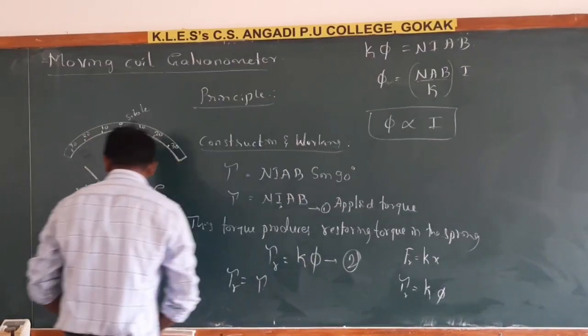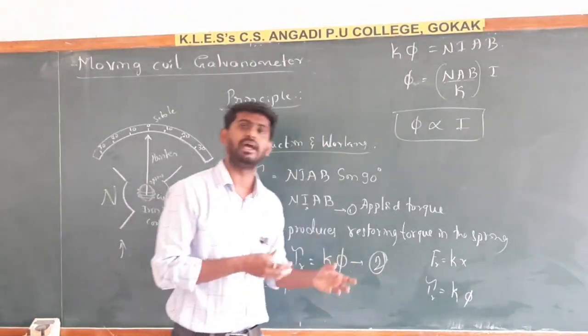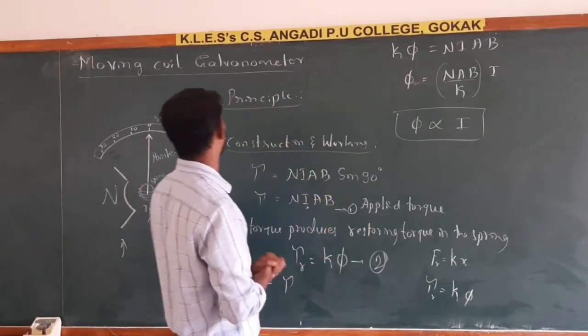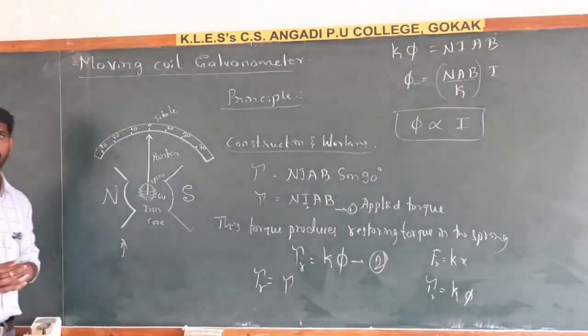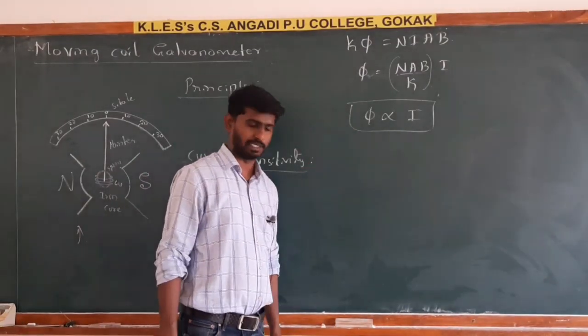So by this way you can detect and measure a very small quantity of current in a circuit. Okay, it is about the construction and working of a moving coil galvanometer. Okay, next is current sensitivity of galvanometer.